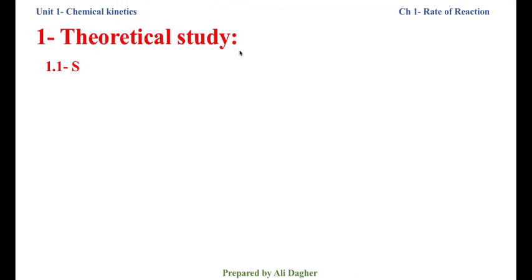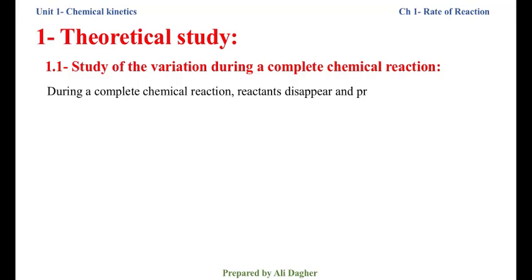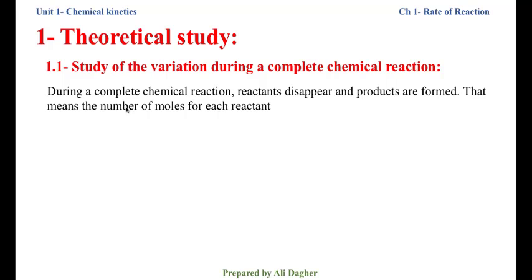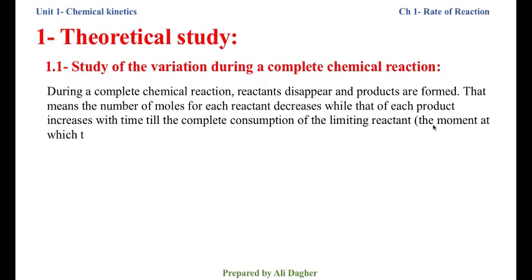Theoretical study. Study of the variation during a complete chemical reaction. During a complete chemical reaction, reactants disappear and products are formed. That means the number of moles of each reactant decreases while that of each product increases with time, until the complete consumption of the limiting reactant, the moment at which the reaction ends. When the limiting reactant disappears completely, this is the instant of the end of the reaction in case of a complete reaction.